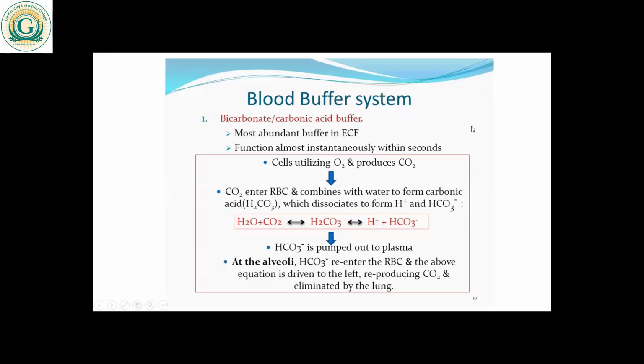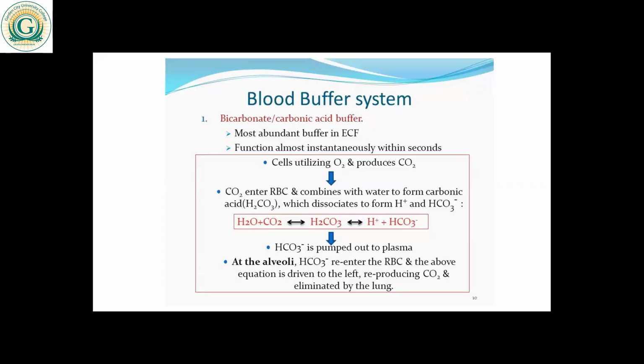Blood buffer system. Before that, any other question? Any other question? Class, are you here? Yes, we are there. Yes, ma'am. Okay. All right.